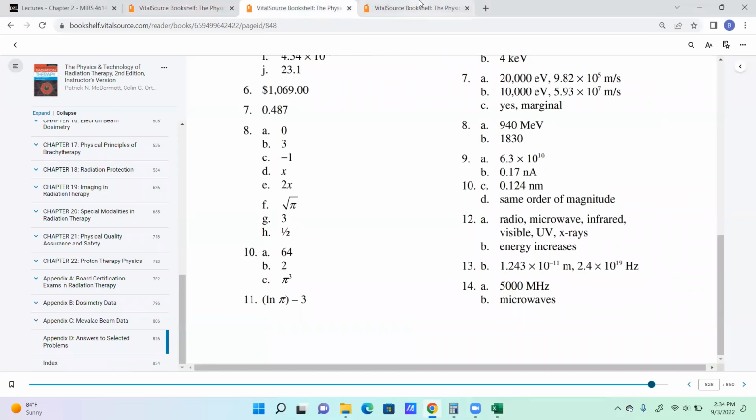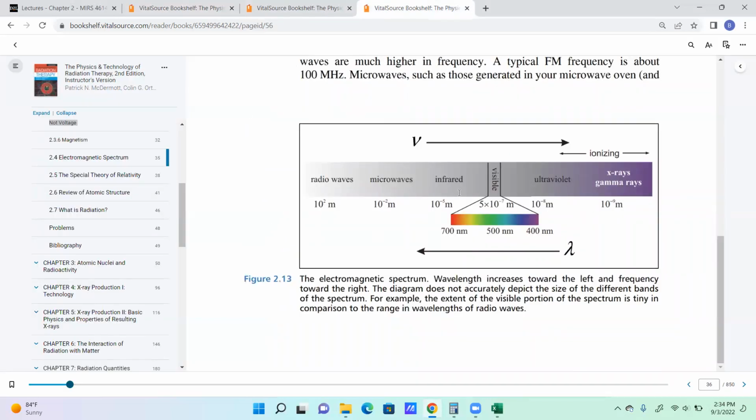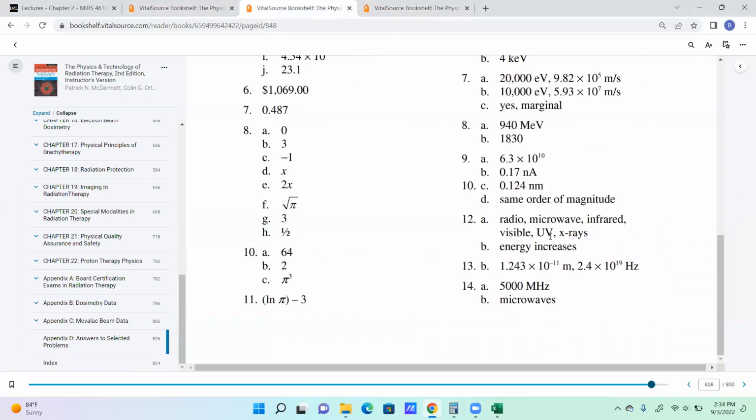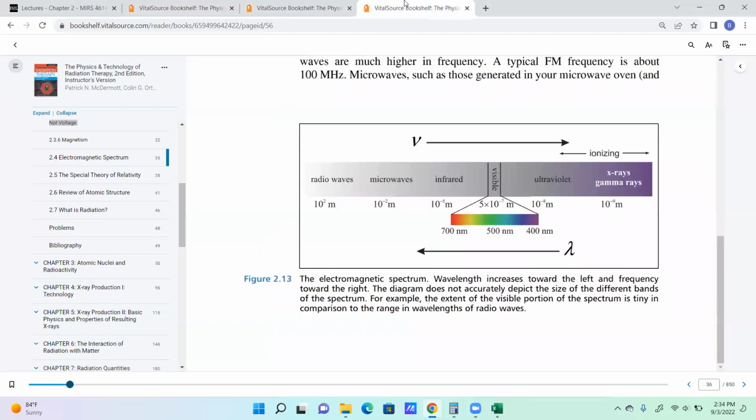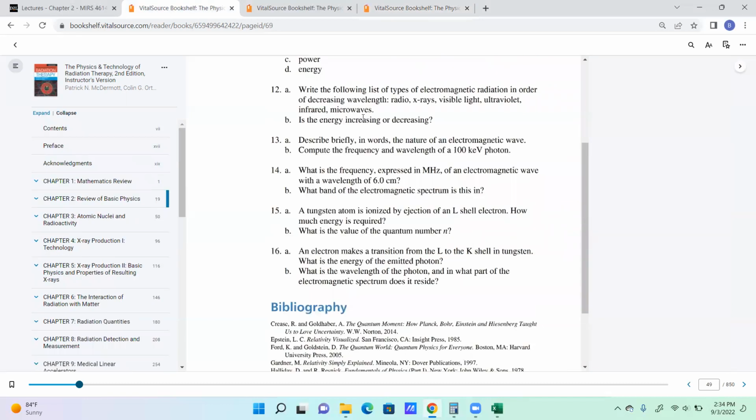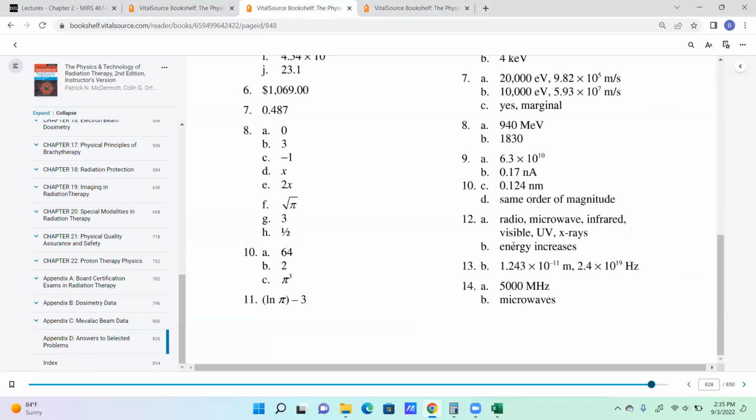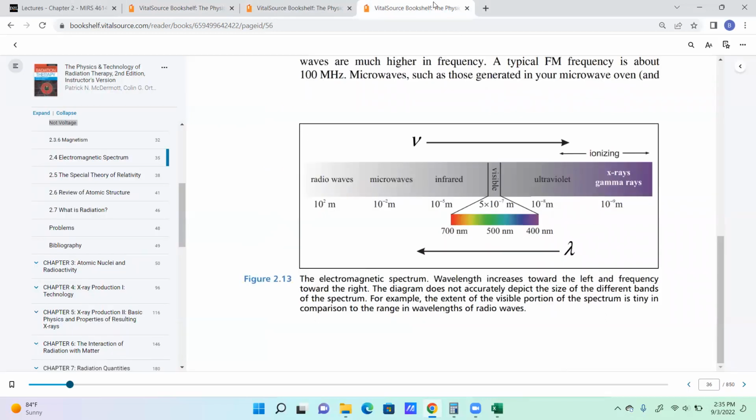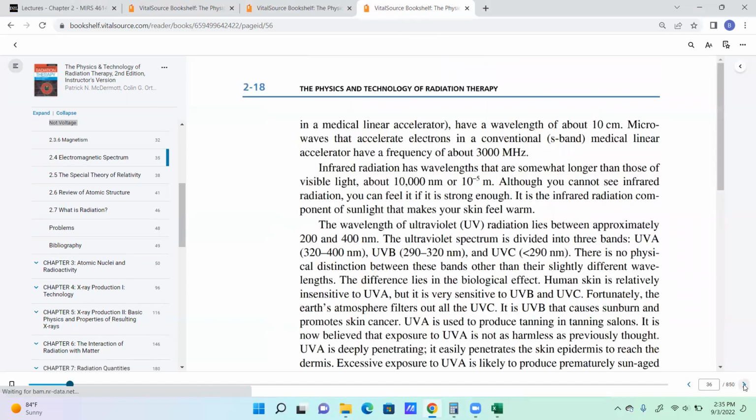So radio, microwave, infrared, visible, UV, and X-rays. So as you're going here, the wavelength is getting smaller and smaller as you go through here. Is the energy increasing or decreasing? Well, energy increases. The reason the energy increases is because here the frequency is getting bigger and bigger and bigger. And what do we also remember about how frequency plays into energy?